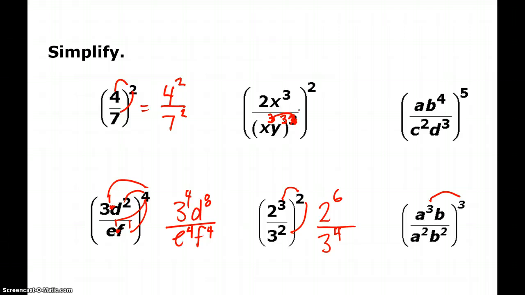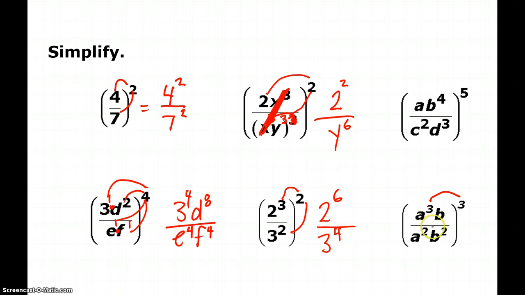Piece of advice number 2 is simplify first, because if I simplify everything on the inside here, this x cubed over x cubed cancel each other out. So now all I have to do is go here and go here. So this is 2 squared over y to the 6th.